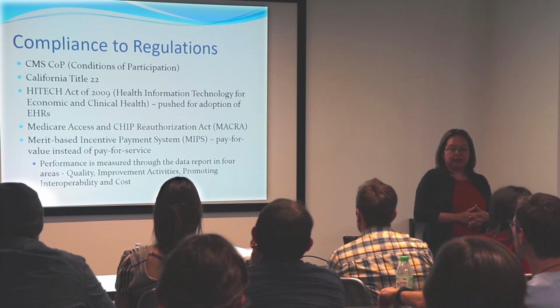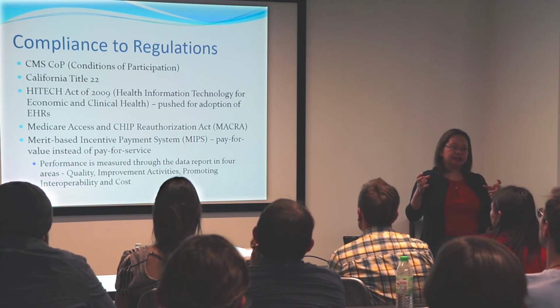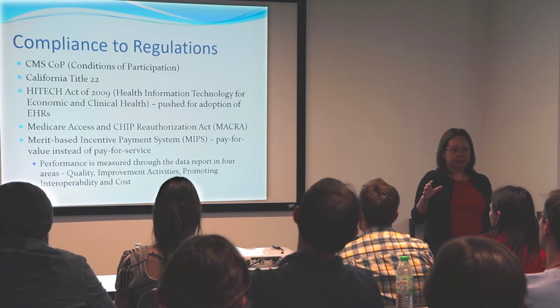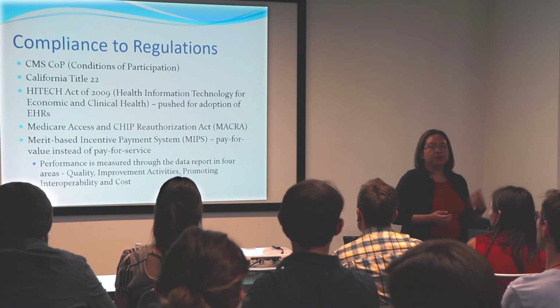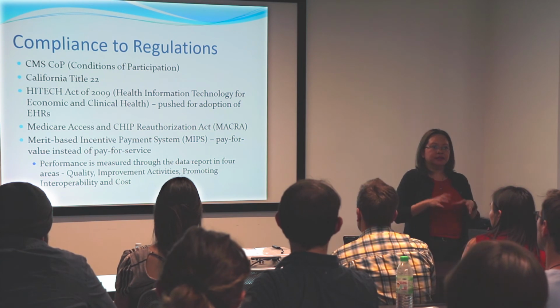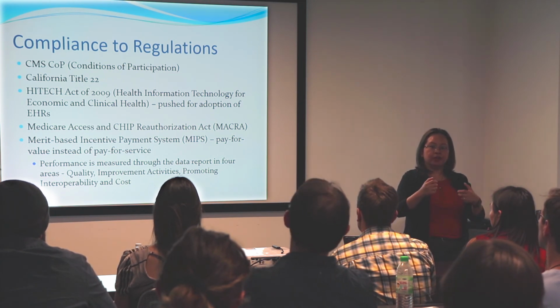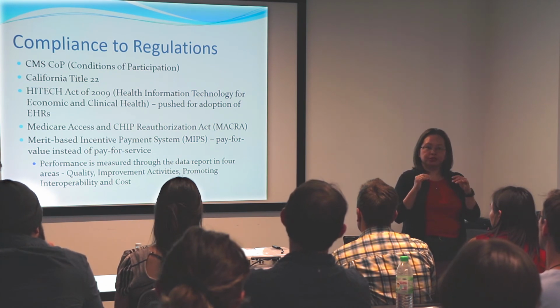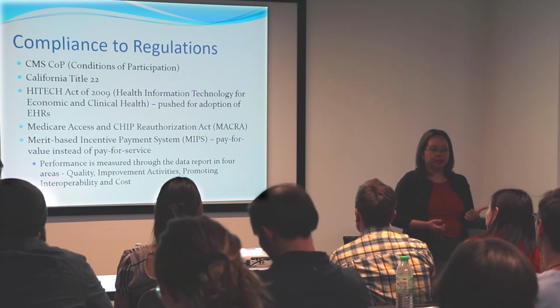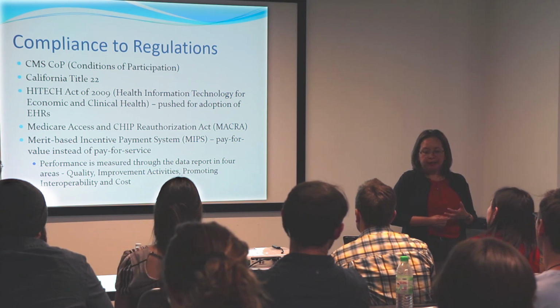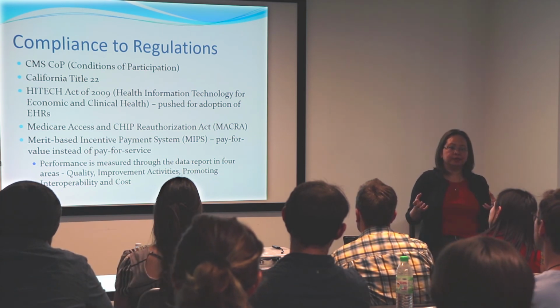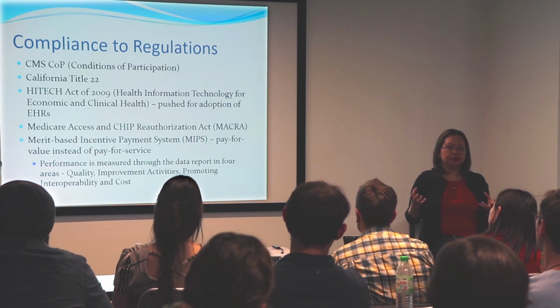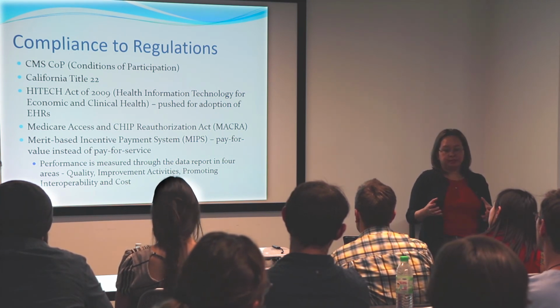So there are a lot of regulatory standards that govern how hospitals are run. One of the most important is the CMS CoP, which is the Conditions of Participation. We also have California Title 22, and these are the standards that hospitals need to measure up to so that they can continue to be a part of the Medicare and Medicaid programs and the Medi-Cal programs. The HITECH Act of 2009 pushed for the adoption of electronic health records, and that actually has helped hospitals be able to see and monitor their data better.